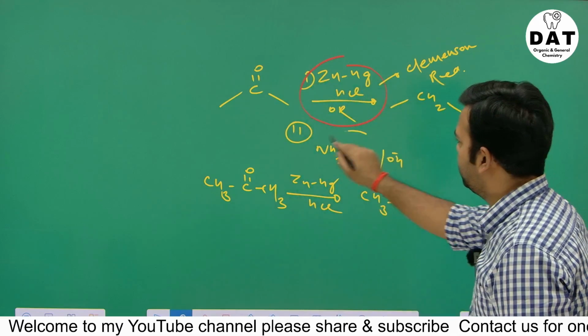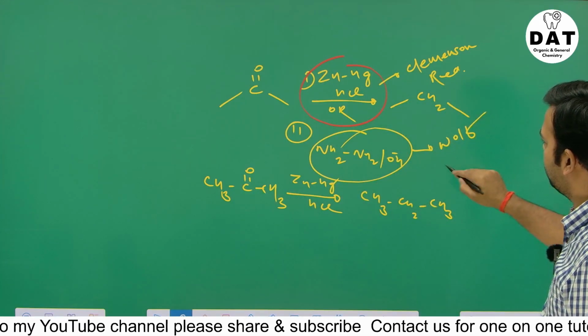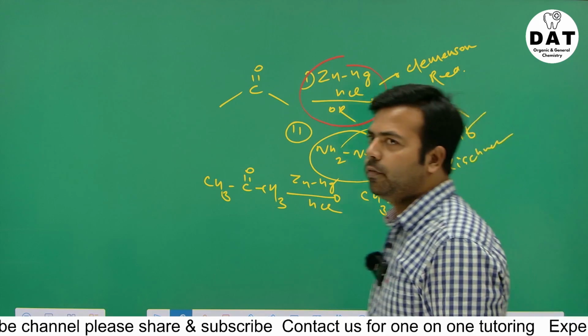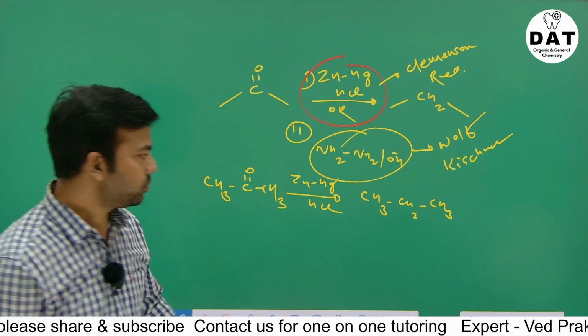And the last one, this one is called Wolff-Kishner reduction. Wolff-Kishner reduction, both are very, very important. Okay.